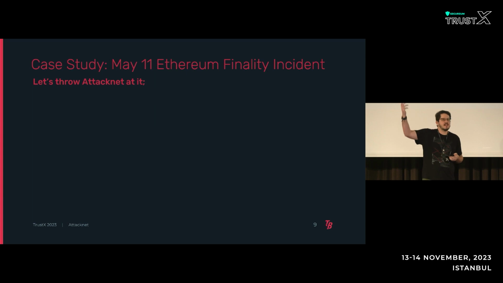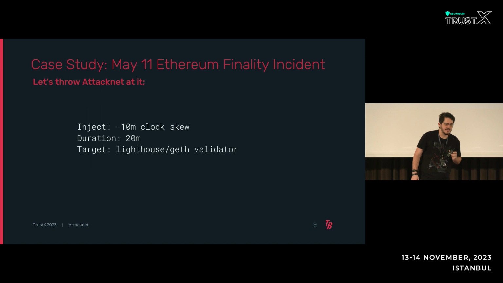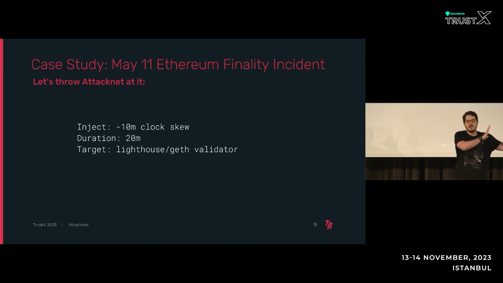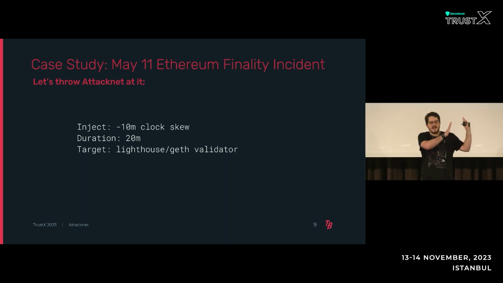And so we decided to go through all the other Attacknet faults. We did memory pressure, we did all kinds of weird latency things, and we landed on this one configuration where if we injected a minus 10-minute clock skew on a Lighthouse Geth validator, and that clock skew lasted for 20 minutes, Prysm nodes would start going offline.